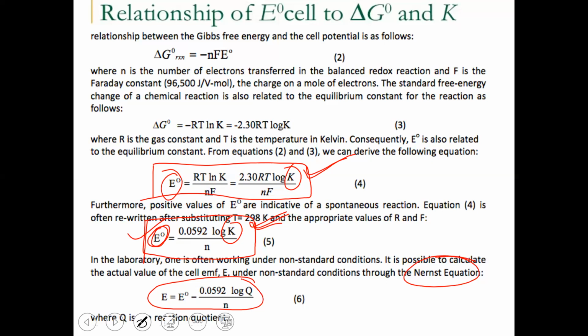So these are some equations which give the information about the relationship of the cell EMF, that means cell potential, free energy, and equilibrium constant. So it is very important. So these are the relationships regarding the E cell, that is cell potential, free energy and equilibrium constants.